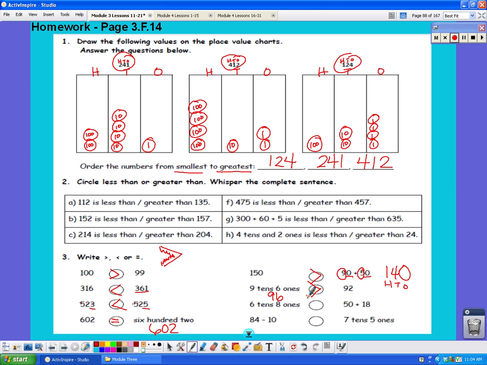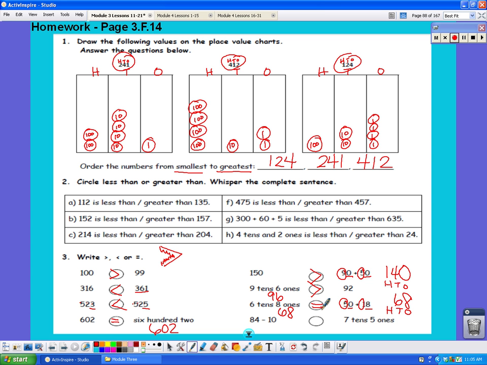Next one, 6 tens, 8 ones. Change it to number form. And I'm seeing 50 plus 18. If I circle my tens place and underline my ones, I'm going to set up my place to represent my number. 8 and 0 is 8. And then I'm going to add my 5 and my 1, which is 6 tens. So I'm looking at 68 and 68. Well, that's the same number, so we're going to put our equal sign.